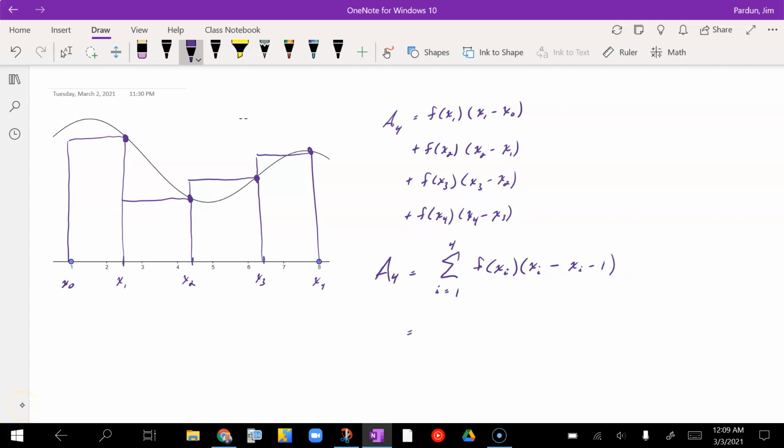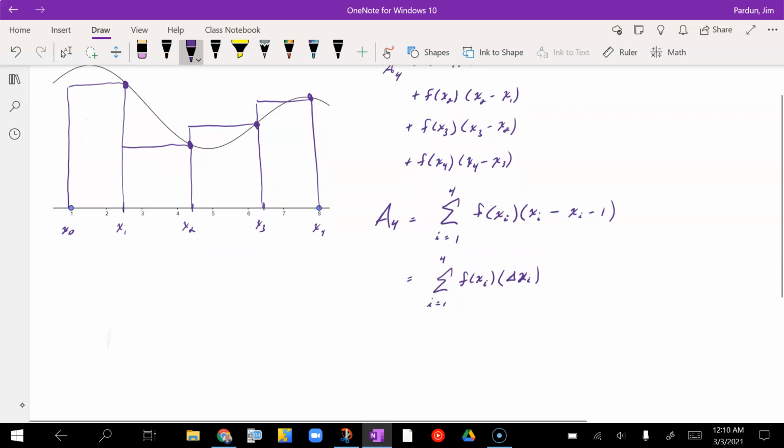Even more generally, I can say that this is the summation from i equals 1 to 4 of f of x sub i times delta x sub i. And delta is the change in x. All right, now, we know that 4 rectangles is not enough. How many is enough? Well, infinitely many is enough. So let's just start with n number of rectangles, right? I can have any number of rectangles I want. So let's say n number of rectangles.